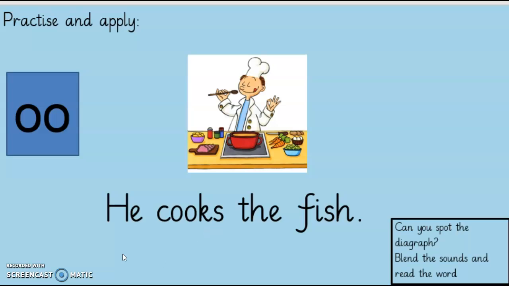Right, I'd like you to take your reading finger and then read the sentence with me. We've got our tricky word at the beginning. Can you remember what it is? Remember, we can't sound out this word because it is a tricky word and we've got to remember it to read it. Well done. He cooks the fish. One more time. He cooks the fish.